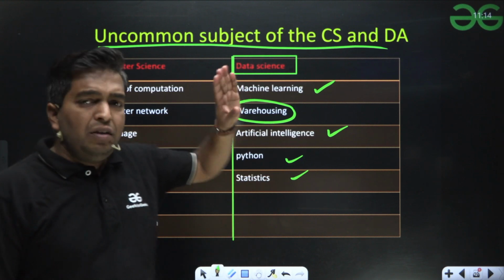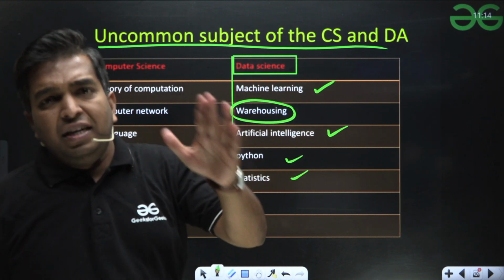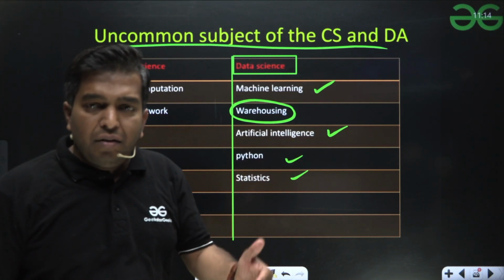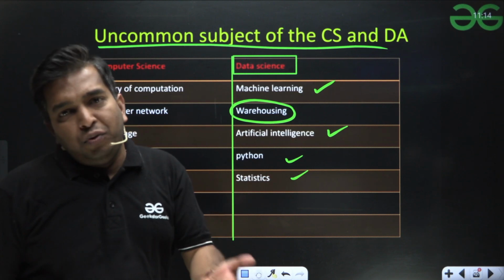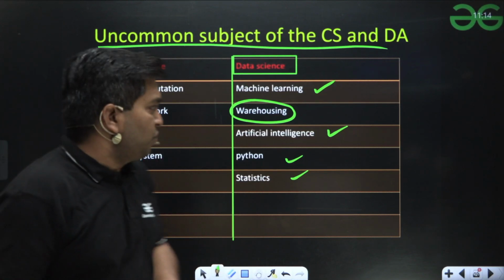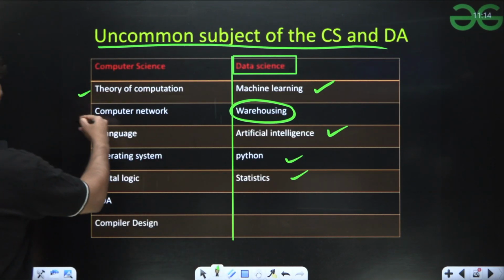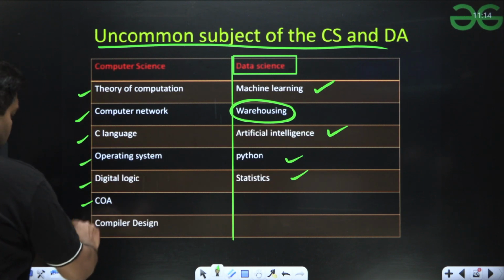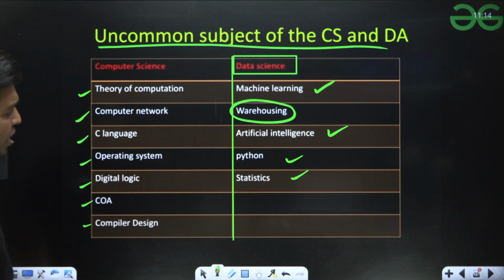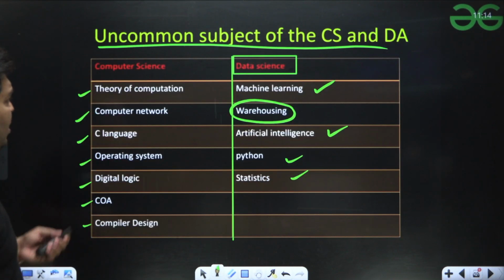So in a nutshell, machine learning, AI, Python and stats you have to read, and when you learn machine learning and AI, that will help you in your IT industry also and your technical field also. Okay, and TOC, computer network, OS, digital, COA, compiler are in computer science but not in DA, and the majority of common subjects we already discussed.